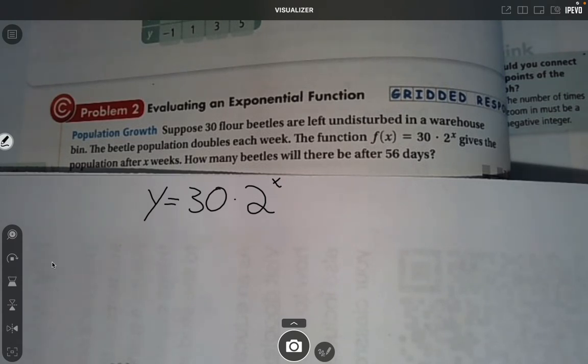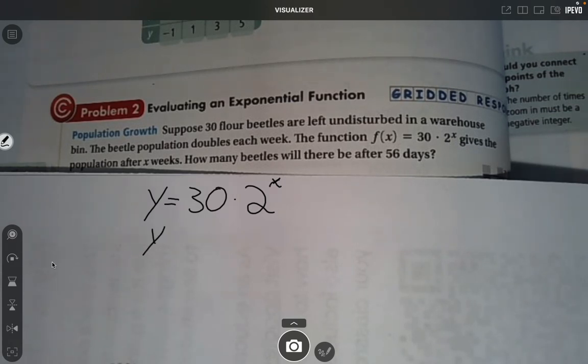What's the first problem there? What did I say x is? Weeks. And then this says 56 days. How many weeks is that? 8. Does everybody understand how we got 8? So the first thing I need to do is change that. Sometimes it just gives you the exact number you need.